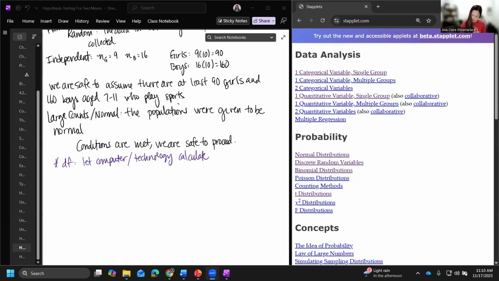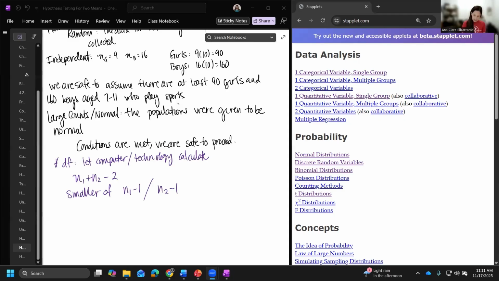And you'll get something that is not a whole number. You could use the approach of adding the two sample sizes and subtracting 2. So you could do n1 plus n2 minus 2. Or you can do the smaller of n1 minus 1 or n2 minus 1. So I'm going to show you what happens when we do each of these so that you can get an idea of your p-value.